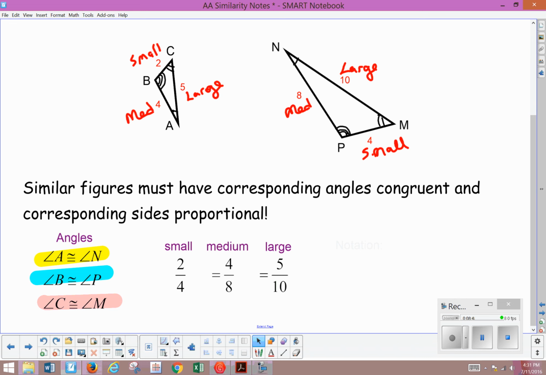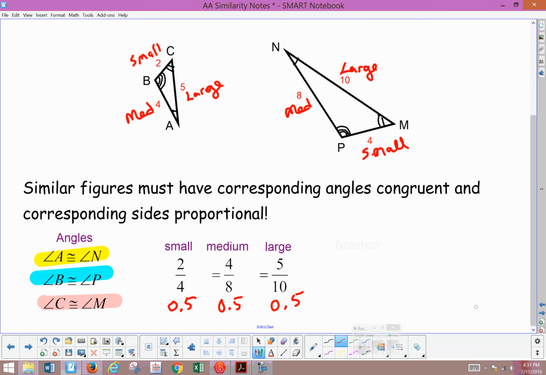Now, if these turn out to be equal, then I know that they are proportional. To figure out if they're equal, I'm actually going to divide them out. So I would take 2 divided by 4. That'll get me 0.5. 4 divided by 8 is also 0.5. 5 divided by 10 is 0.5. That shows that the sides are proportional.